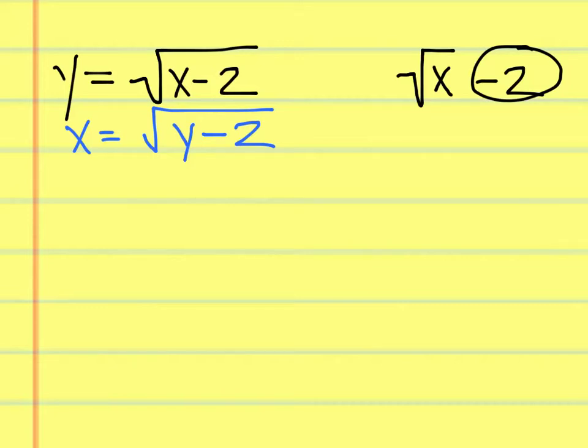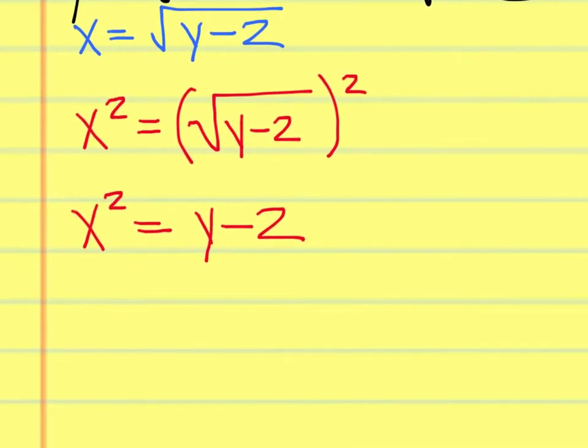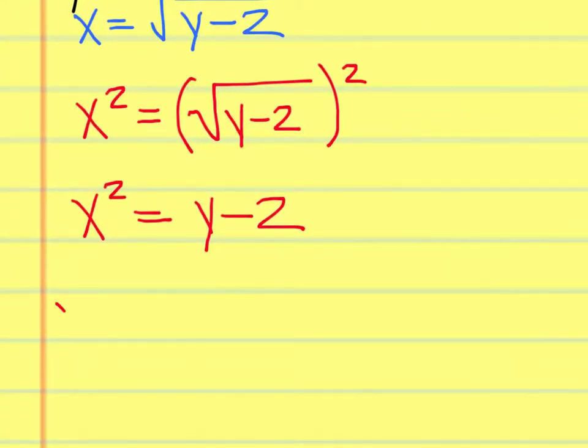And to get rid of that square root sign, we have to square both sides. So we'll square the x, and we're going to square the square root of y minus 2. That gives us an x squared on the right, and when we square the square root of y minus 2, we're left with simply y minus 2. And we must have y by itself. So move the minus 2 to the left. And there's your answer.